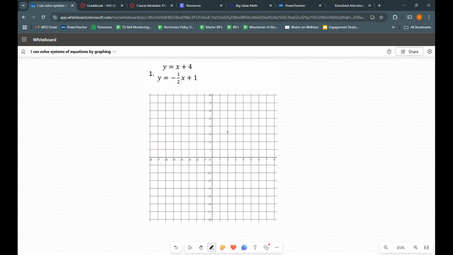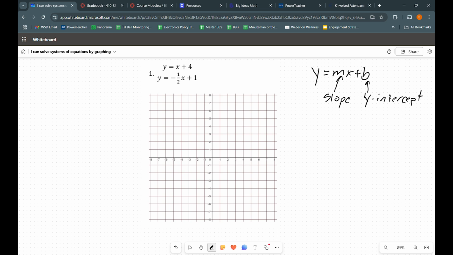Today we are going to solve systems of equations by graphing. Now on these two equations we can see that it says y equals mx plus b. It fits that format with our slope and our y-intercept for both of these. So we're going to use this over and over again. M is our slope and b is our y-intercept.